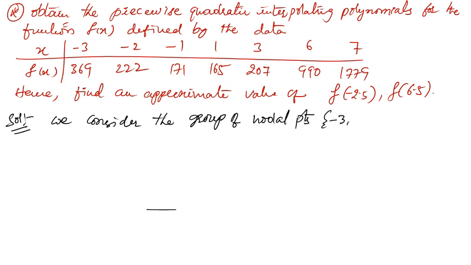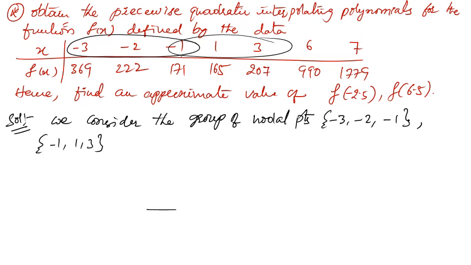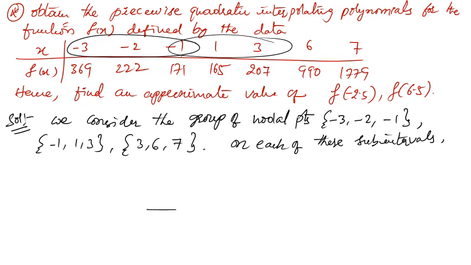What is the first set? Minus 3, minus 2, minus 1. Next set, minus 1, 1, 3, and another set is 3, 6, 7. On each of these subintervals we consider a quadratic interpolating polynomial.